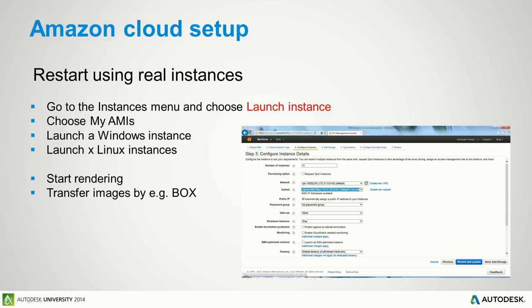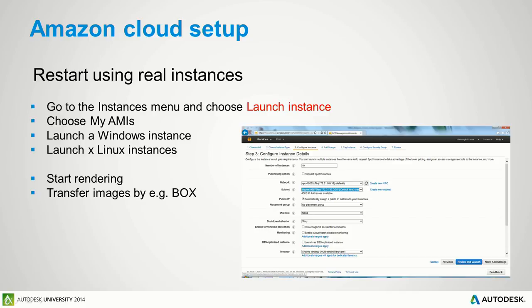You choose your AMIs, you launch a Windows instance, you launch as many Linux instances as you want, and then you can start rendering. For a project with a customer, we used Box to transfer the files, so we installed Box on the Windows machine. Then we shared the directory via Box with the customer, so he could see more or less, when the image was done, he had the image.